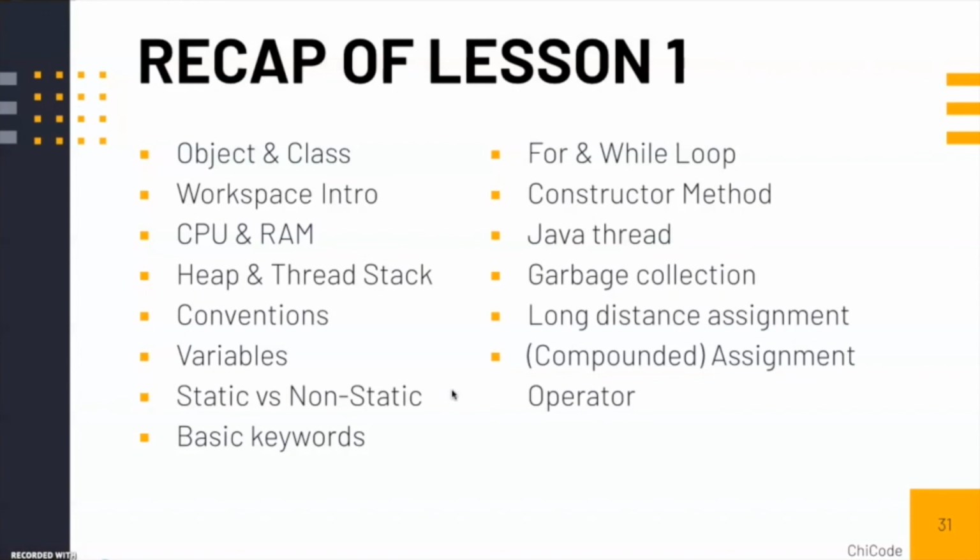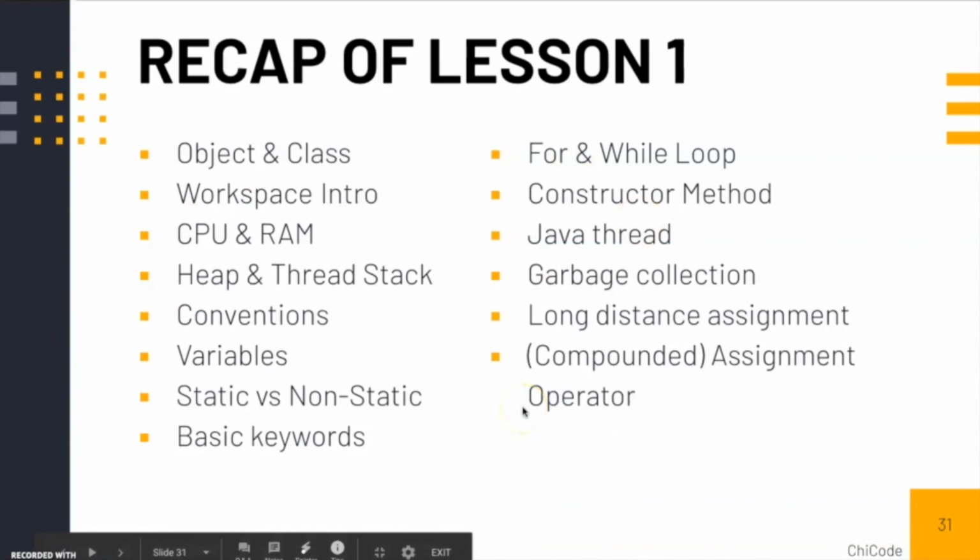We have finished our lesson 1, and this is what we learned today. We learned objects and classes and the difference between objects and classes. We set up our workspace. I told you the difference between CPU, RAM, and their functions. We talked about heap space and thread stack area. We talked about common Java conventions, variables, static versus non-static will be covered next time, basic keywords, for and while loop, constructor methods, Java thread, garbage collection, long distance assignment, and compounded assignment operator.